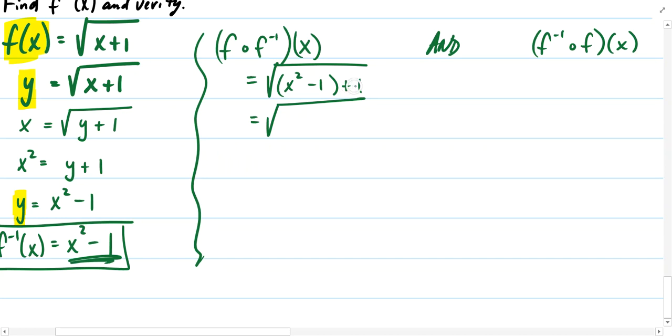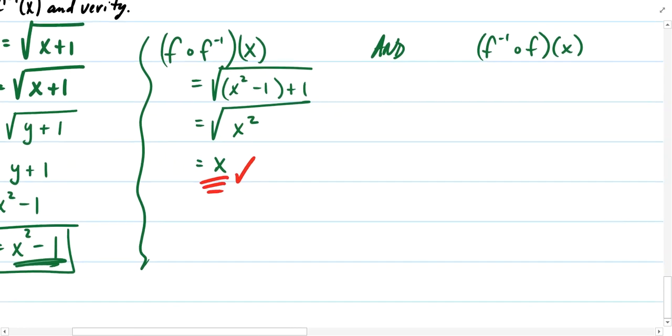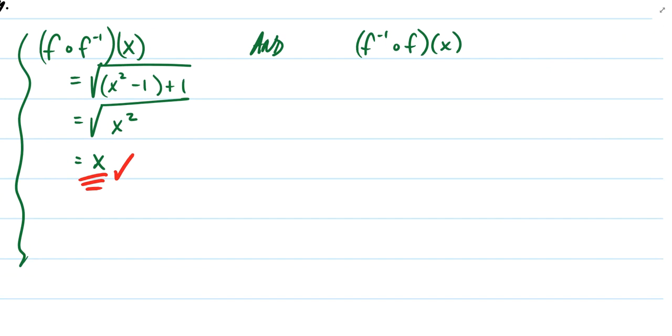So I have the square root of x squared minus 1 plus 1. The minus 1 and plus 1 can be combined, and we're left with x squared. And then lastly, the square root of x squared is indeed x. That's a good sign for us, because when f is composed with f inverse in this order, we end up with x, which is our ultimate goal. That's how we described inverses in the past. We also need to check in the other direction.